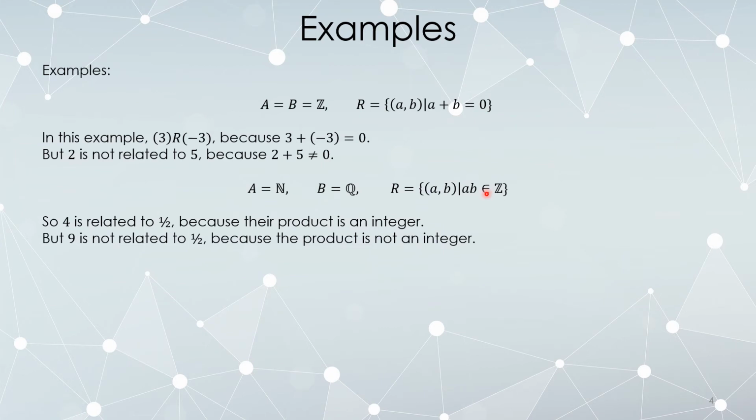9 is not related to 1/2. 9 is a natural number, 1/2 is a rational number, but their product is not an integer. 9 times 1/2 is 9/2, which is in between 4 and 5.